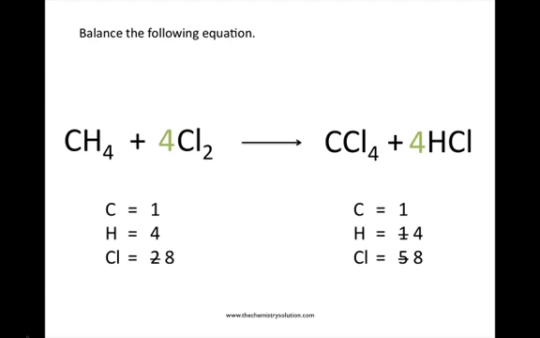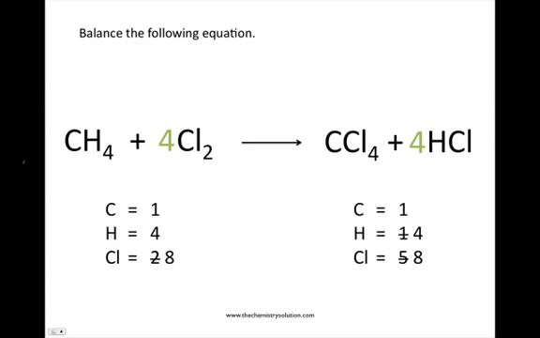And remember, I chose to add 4 as the coefficient in front of Cl2 because each molecule of Cl2 has 2 chlorine atoms. So if I have 4 molecules of Cl2, that gives me a total of 8 chlorine atoms, which I found just by multiplying 4 times 2. And now that we have the same number of each type of atom on the left side of our reaction arrow and the right side of our reaction arrow, we can consider this reaction correctly balanced.